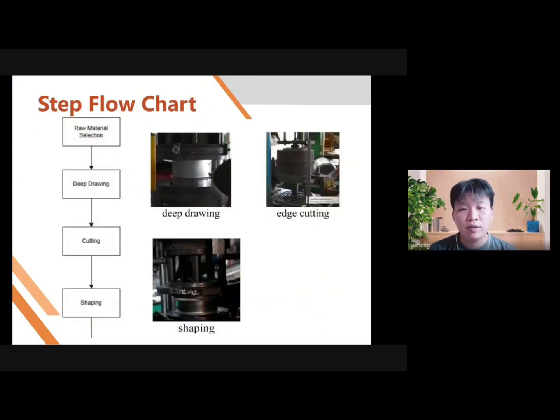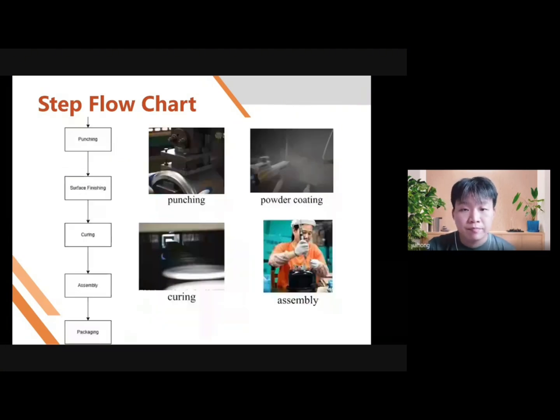So the first one, we have a raw material selection. We choose what material we want for inner pot and outer casing. So the next one is deep drawing. And after that, it will be sent to cutting to cut the extra part on the edge of the inner pot or the outer casing. And next, we will send to the shaping. After that, it will go to punching to punch out the hole to fit up the other component.